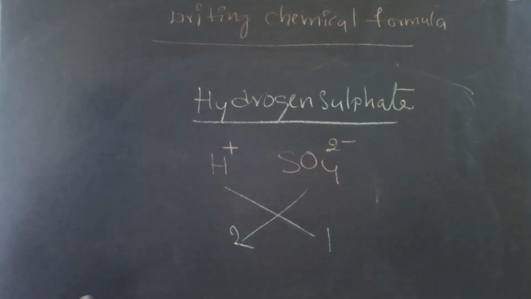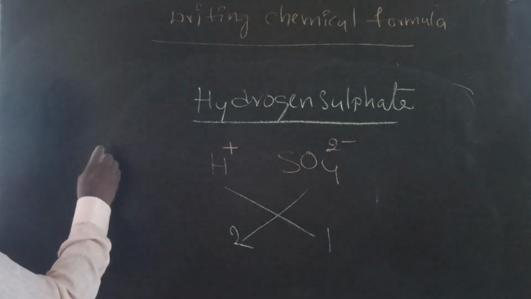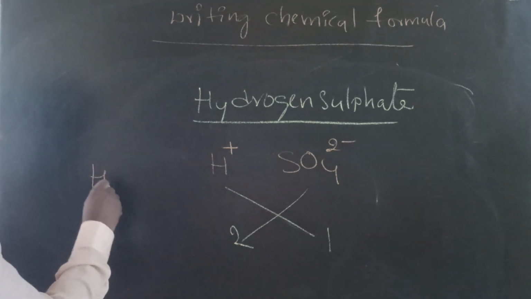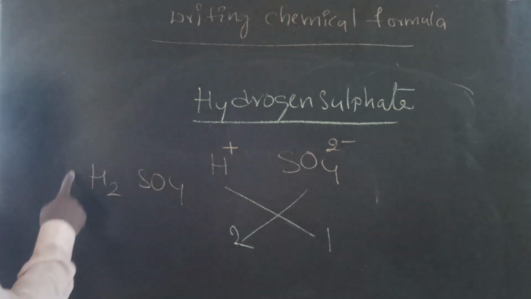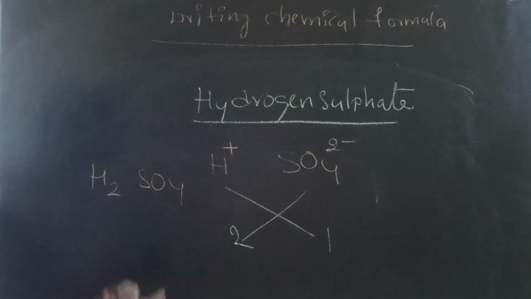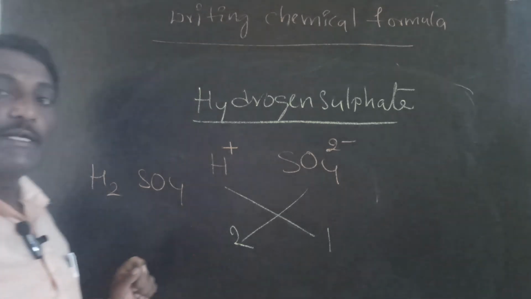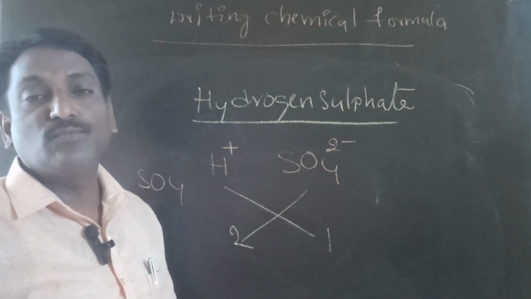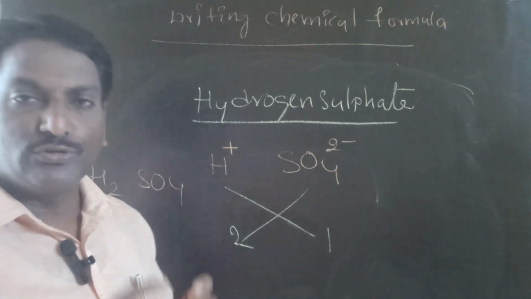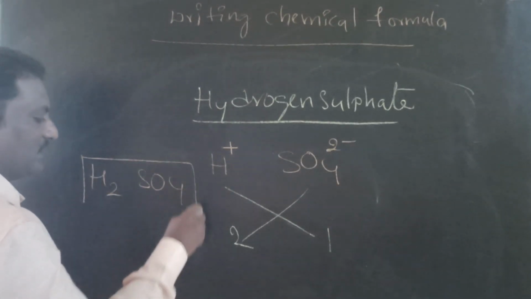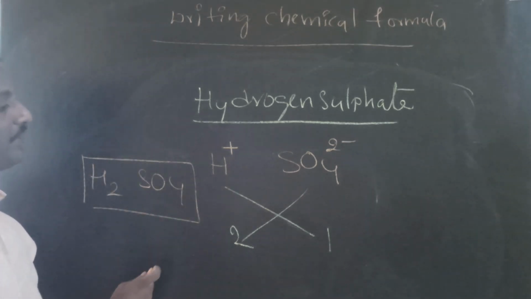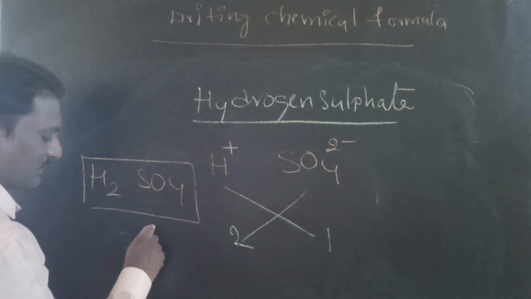So that's why the formula will be, let me write here, H2SO4. In this one, no need to use a bracket because it's not a polyatomic ion. In case of polyatomic ions, if you want to write more than one polyatomic ion, we should use a bracket. Please keep that point in your mind. So this is called sulfuric acid.